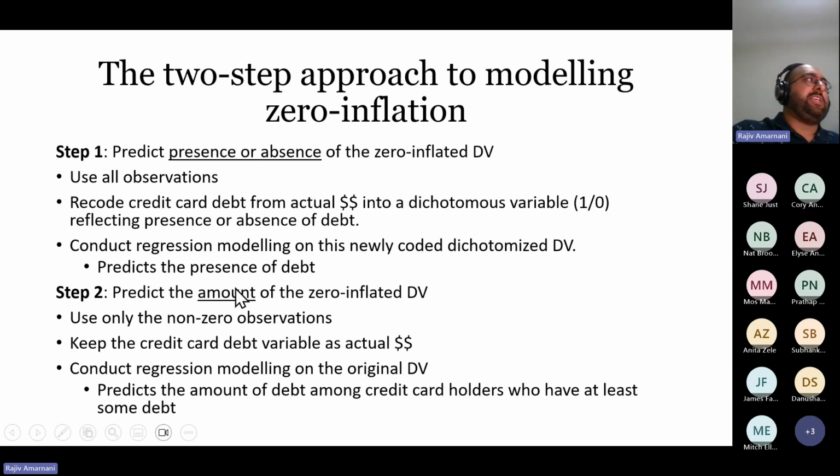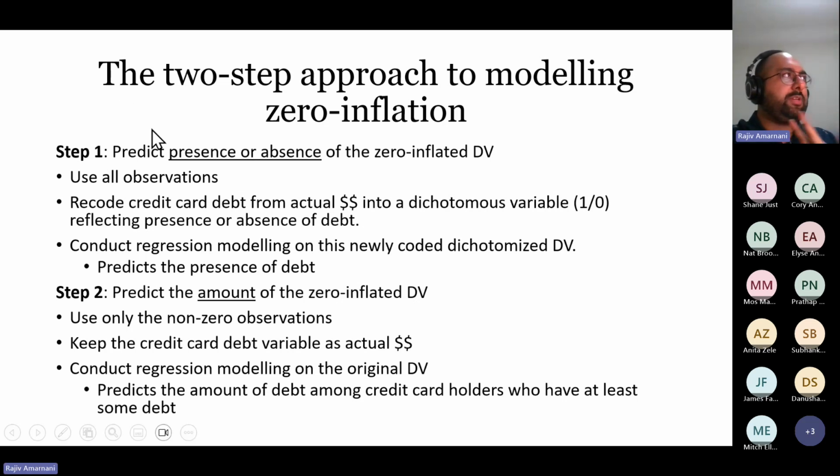So let's go with the example of credit card debt. Again, what does it mean for credit card debt as an outcome? And remember, we're talking here about outcomes. What does it mean for credit card debt to be zero inflated? A lot of people have no debt. They pay off their credit cards every single month. Hopefully that's you. For some, they have some debt.